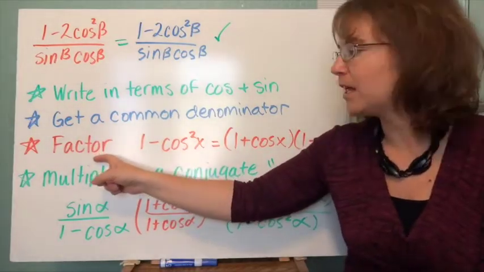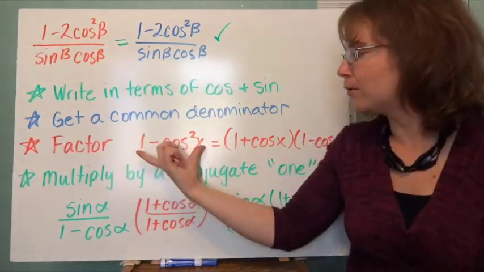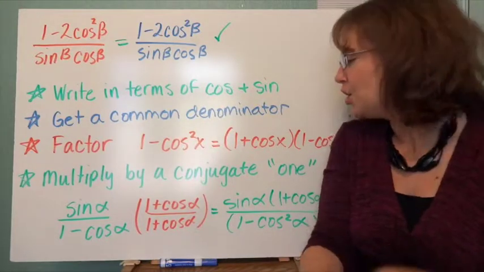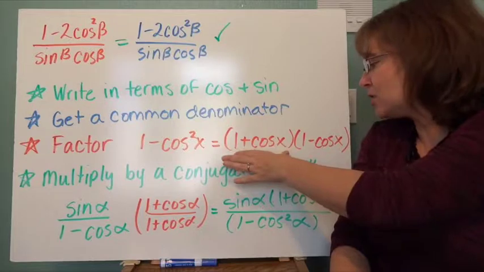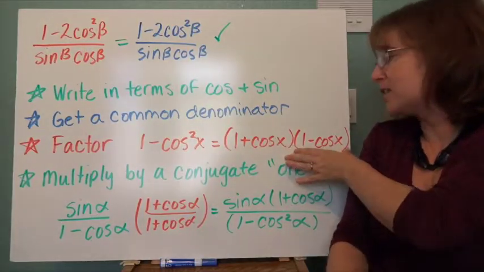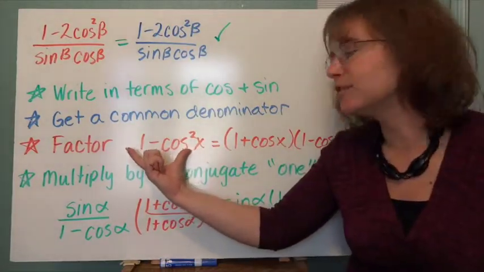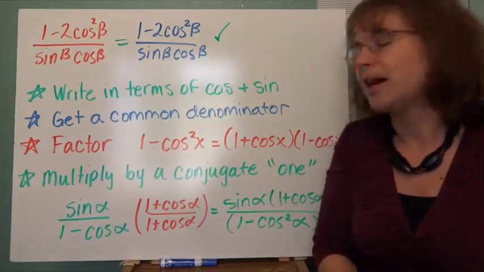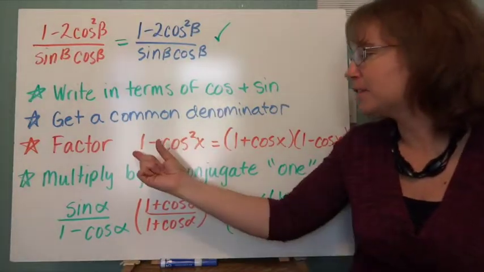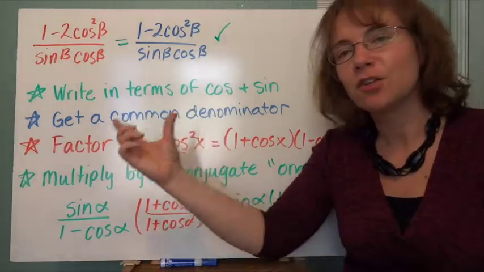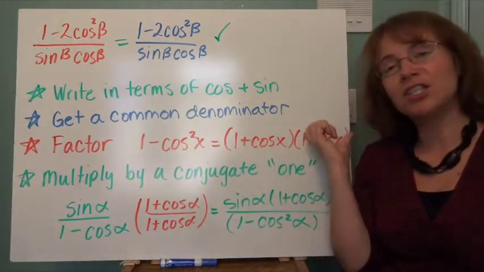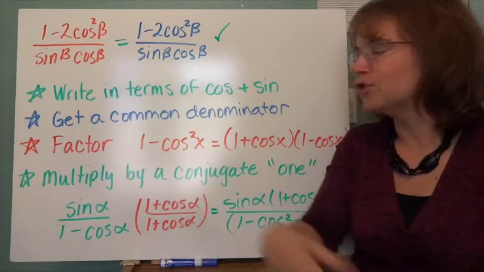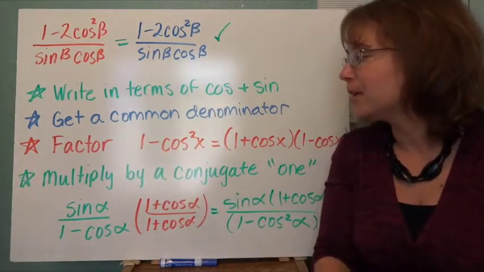Sometimes factoring will help you. For example, if one of your terms or sides is 1 minus cosine squared, you can factor that into 1 plus cosine and 1 minus cosine. That's a difference of squares. So when we did that, we would let u equal cosine of x, and so this would be like 1 minus u squared. So 1 plus u, 1 minus u. So just going back to our factoring and using our trig while we factor.